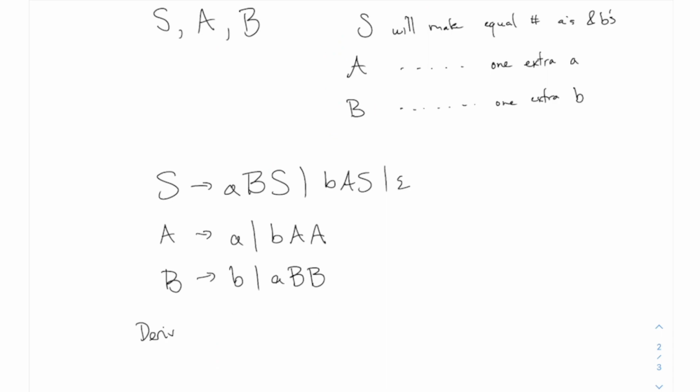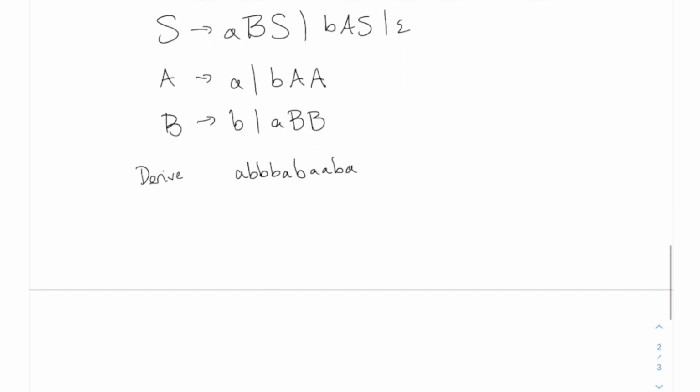Let's derive it. I tried to come up with a very convoluted string in this language: A, B, A. This has 5 A's and 5 B's, so it should be derivable using this grammar. Let's see if we can do it. So I start with S. Lucky for us, the structure of this grammar makes it pretty easy to tell which step to do at which time, because I want my string to begin with an A, and the only way that's going to happen is if I go S to ABS beginning. S goes to ABS, all right?